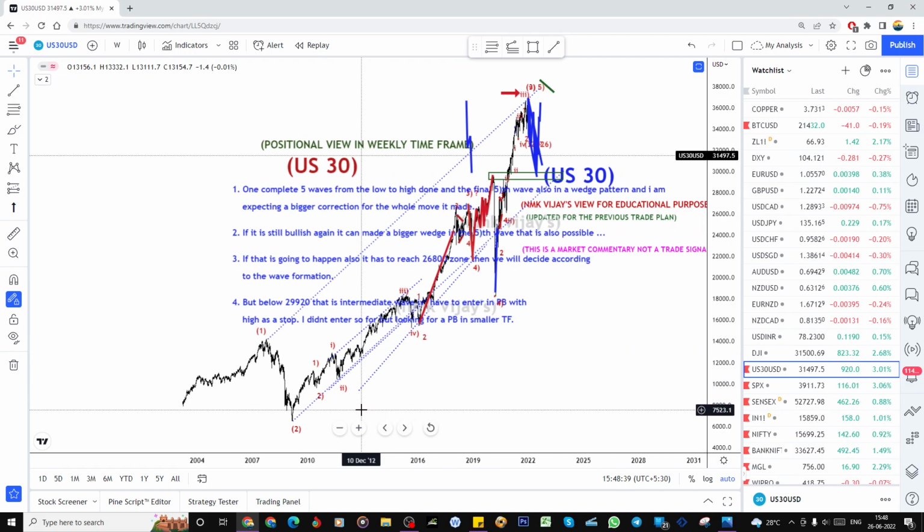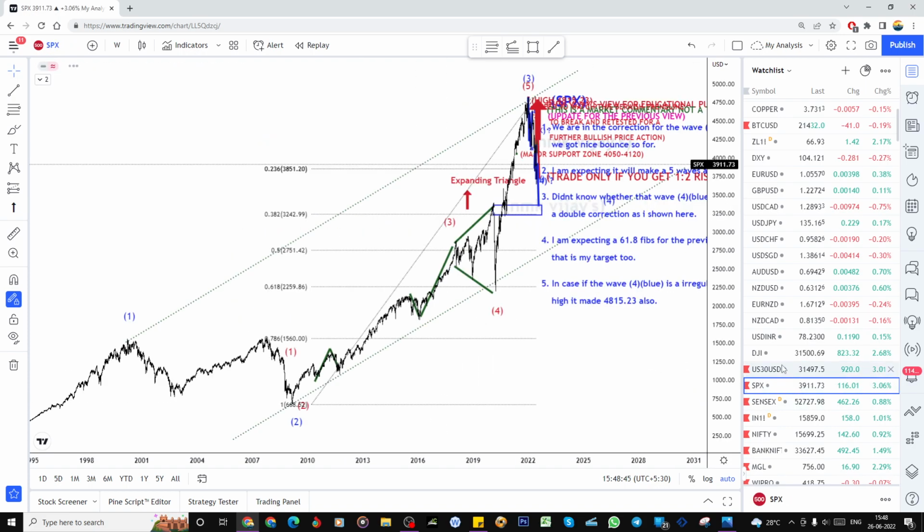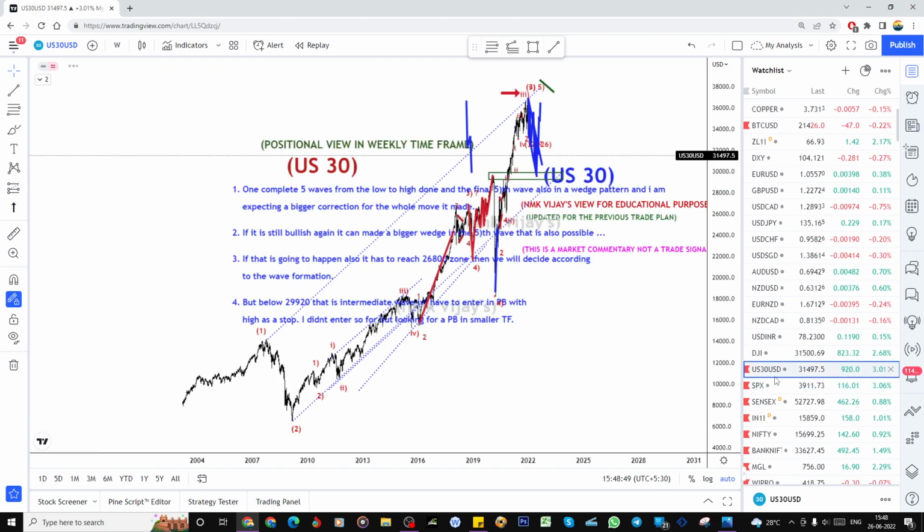See, everything has a different structure. We need to understand that. That is it. It's a correlation with the S&P 500 and Dow Jones. Everything is looking the same, so that is why. And I took it for the Nifty also. It is below that, and in SGX Nifty also the same. So that is why I took this as a wave 1.